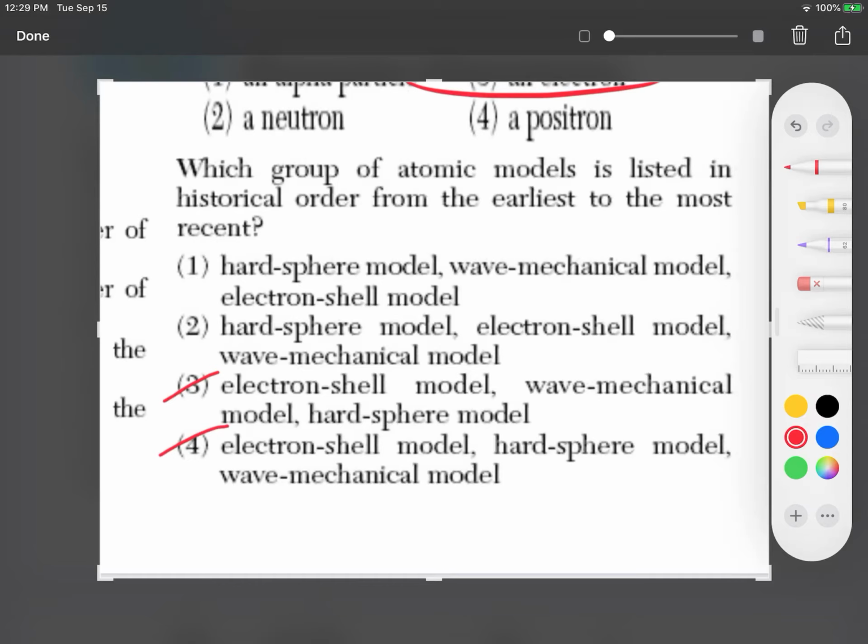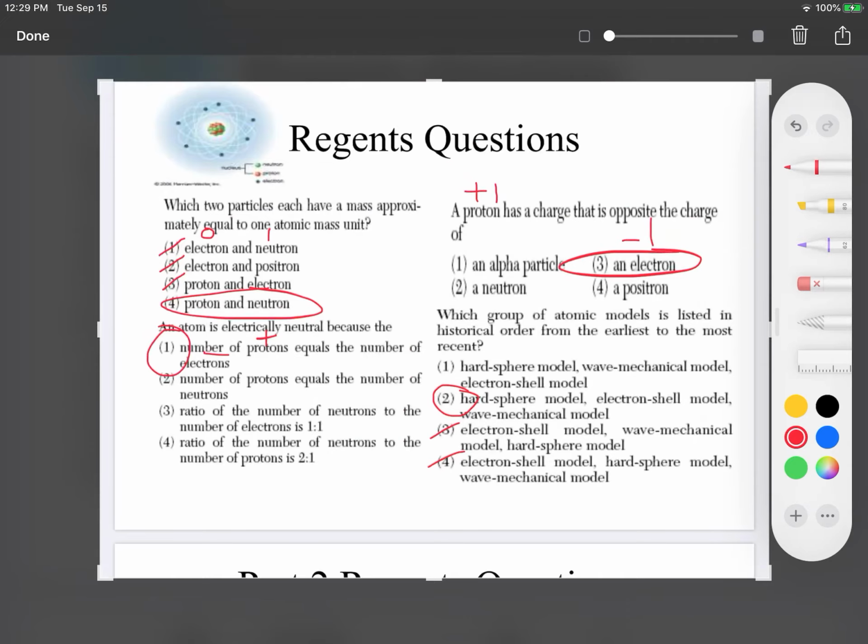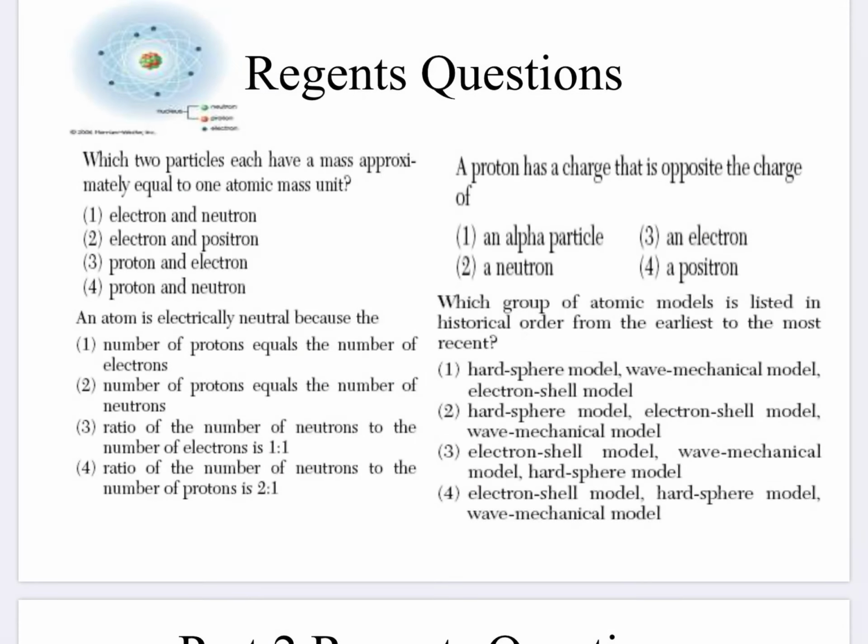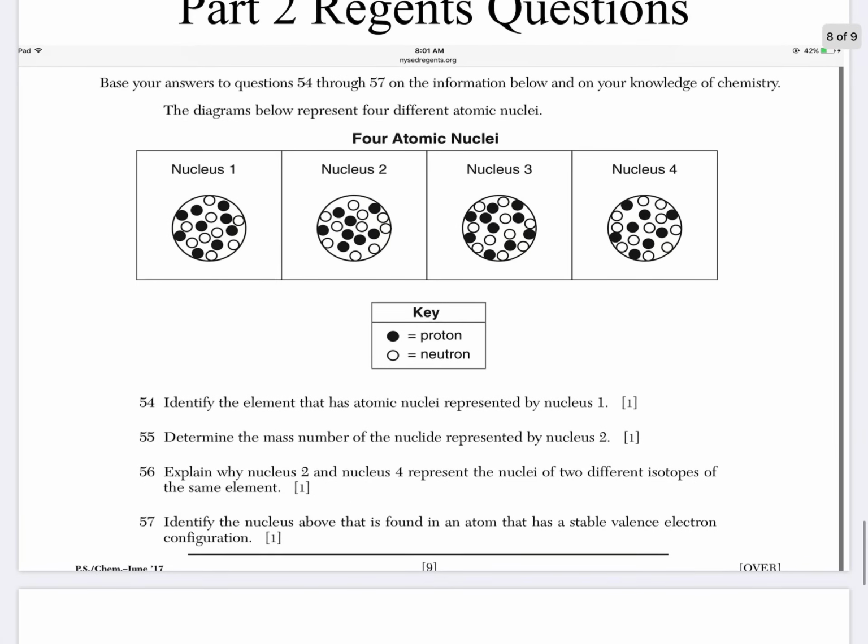Then came Rutherford's gold foil experiment, which is the electron shell model. And then the last one was the wave mechanical, which is the modern model. So that is your answer. Okay, I'm going to click done. Let's go to the last screen of questions.